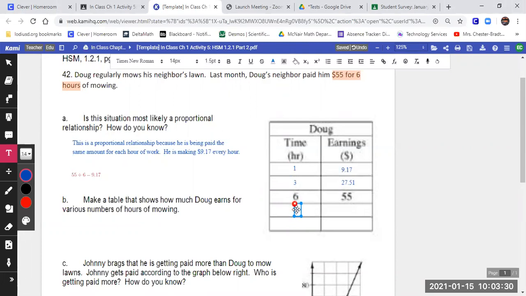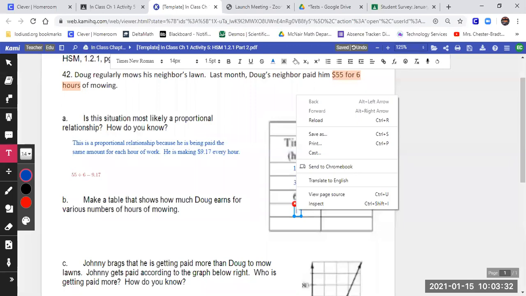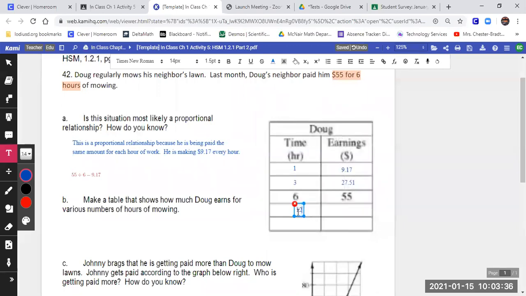How about if we did 12 hours? Or let's do 12 hours last. How about if you did, no, we'll do 12 hours now. How about if you did 12 hours? What's he getting paid? So think about what we already know and how we could solve this one. Yeah, we would put 27.50 because of the rounding. You're right.